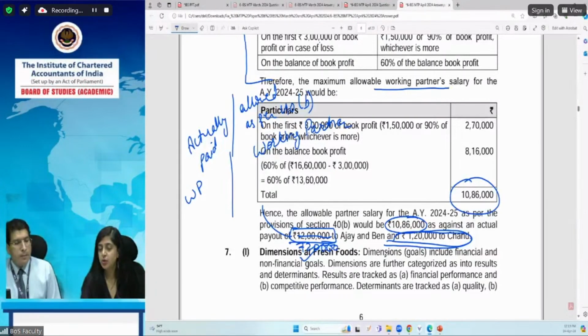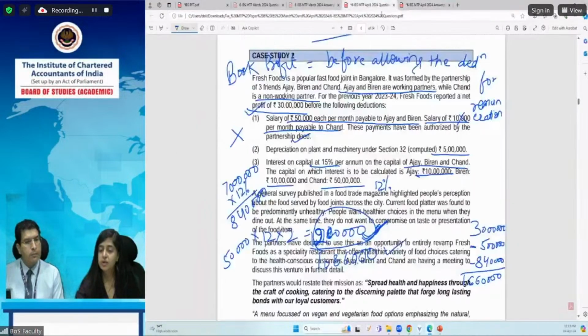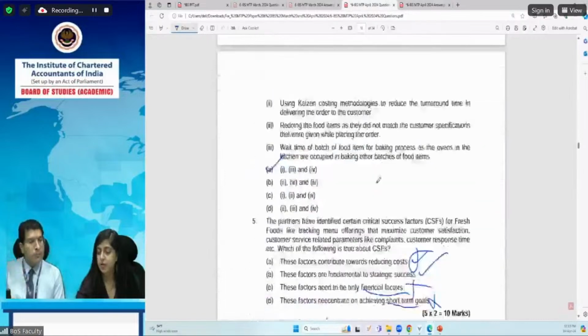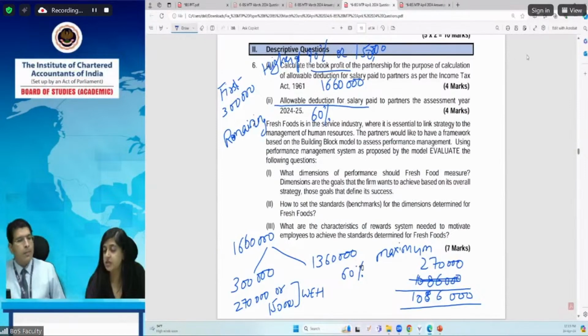So this is the question which pertains to your direct tax in the case study. There is one more descriptive question in the case study which is related to your set B. For that, sir will guide you how to present the answer and what all the key points you have to see in the case study to answer this descriptive question.